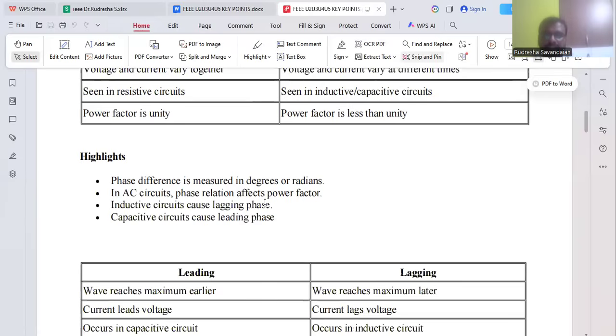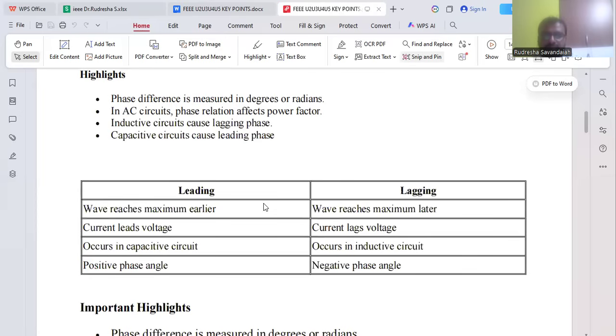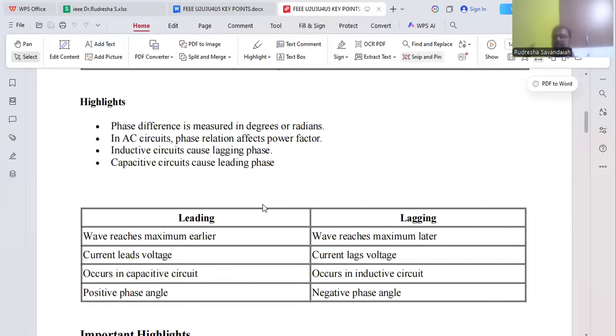Highlights: phase difference is measured in degrees or radians. In an AC circuit, phase relation affects power factor. Inductive circuits cause a lagging phase. Capacitive circuits cause a leading phase.